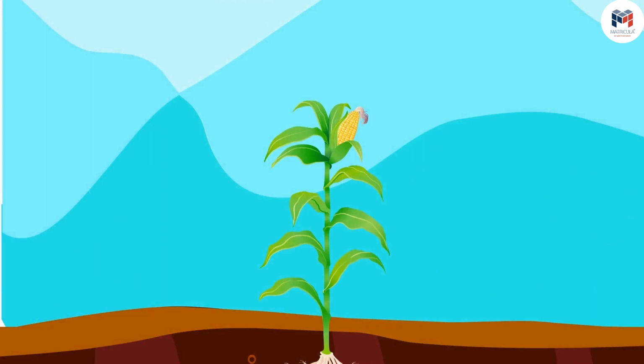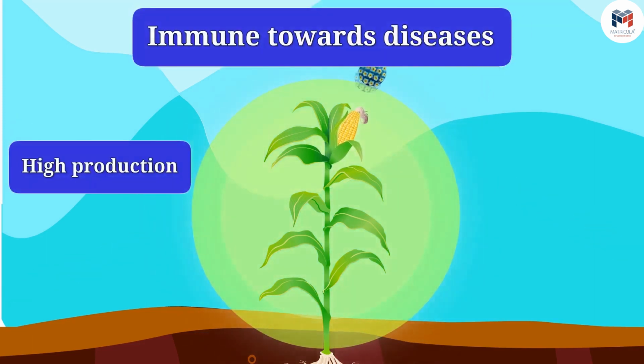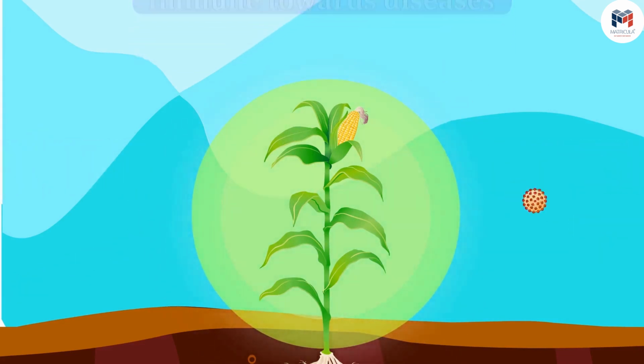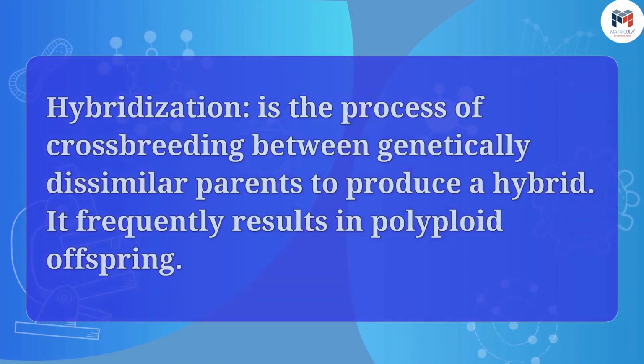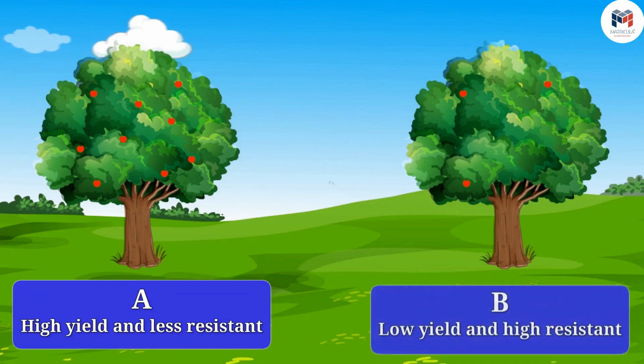Friends, do you know what is the identity of a good crop? The crop should be immune towards diseases, high production, and it should be of good quality. And one way to include all these desired features is hybridization. So guys, do you know what this hybridization is? Come, let's understand. Suppose you have two types of trees, A and B.